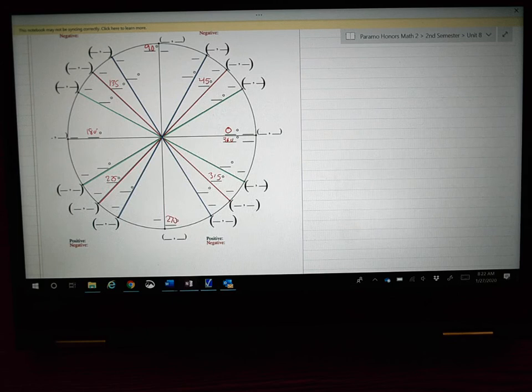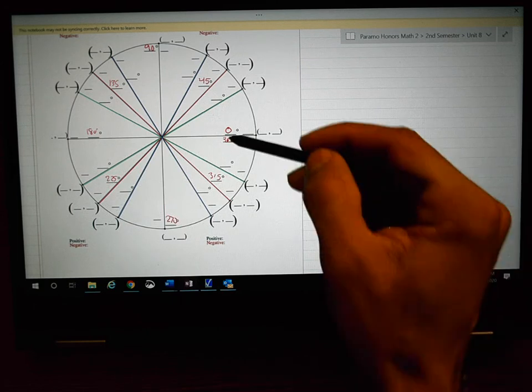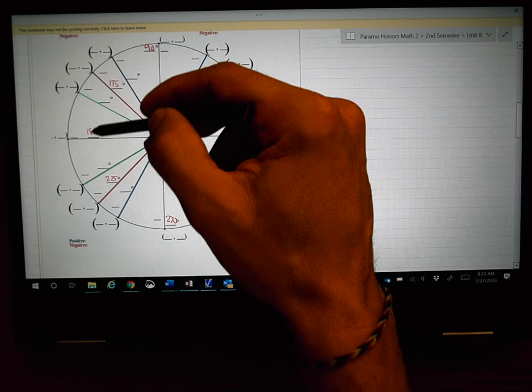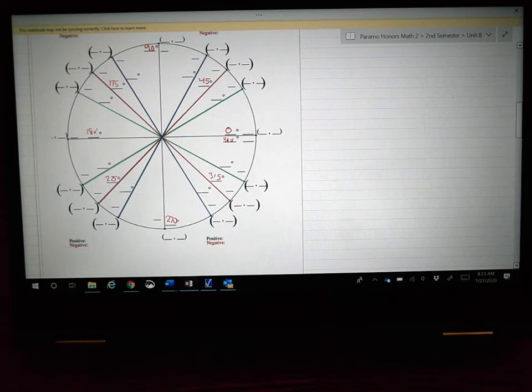Does that make sense? The first thing I do is go all the way around by adding 45 degrees to all the 45 degree angles.